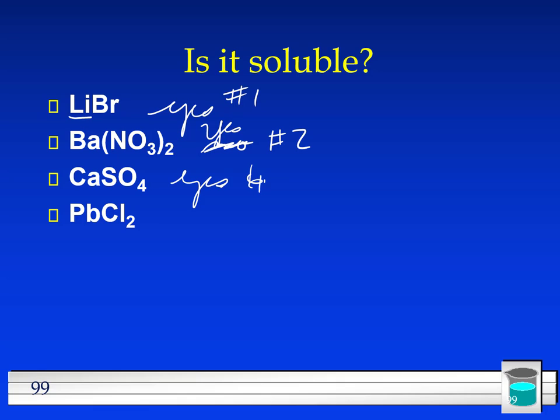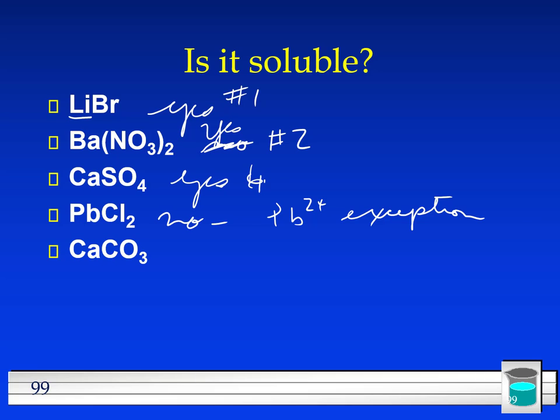Is it soluble? Is Pb an alkali metal? No, that's Rb. Okay, Cl is a chloride. What does it say about chlorides? Chlorides are soluble, except if they're with, and Pb's on the list, that's the exception, right? So it will dissolve unless it's with those. So this will be insoluble, right? It was one of the listed exceptions on our solubility rules. So everybody see how that works?